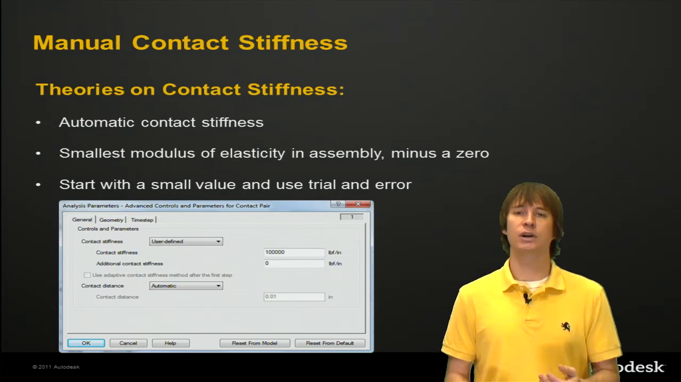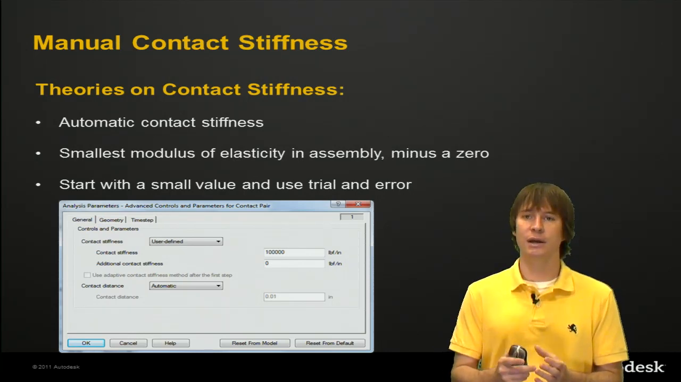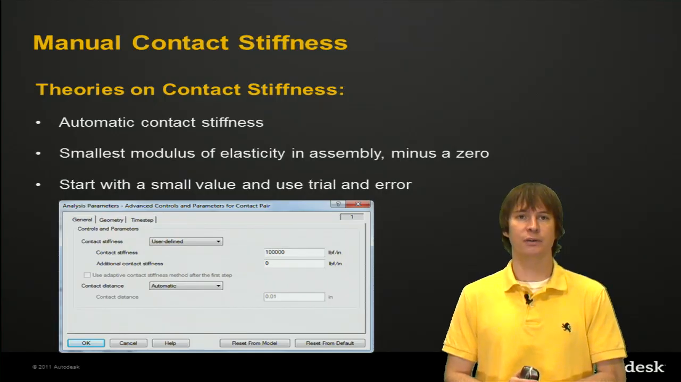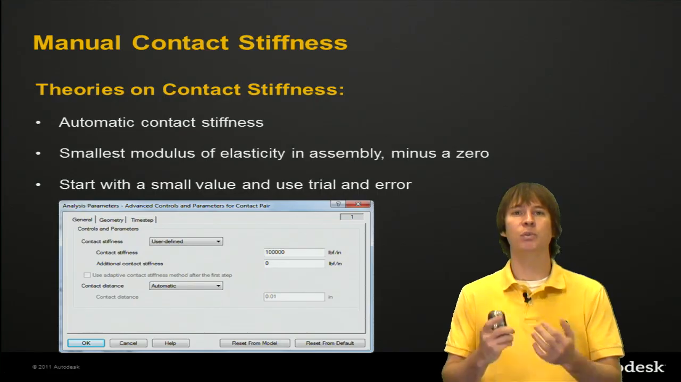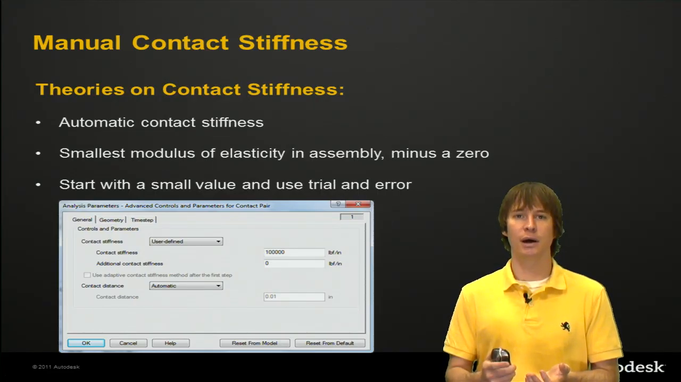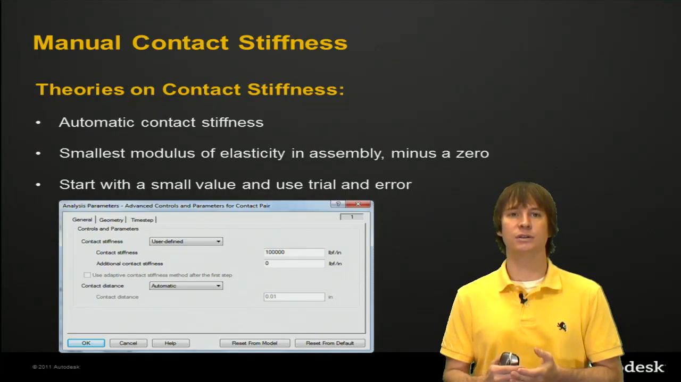Another option is to start with the smallest value possible, say like 100, and then add a zero and another zero until your parts don't penetrate any further. That's usually what I do. The smaller your contact stiffness, the faster your model's going to analyze, but sometimes your parts will penetrate through each other. Let's take a look at the software.